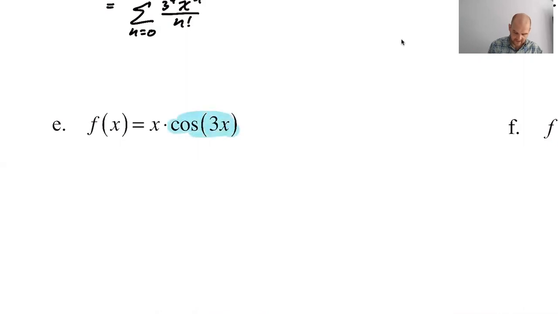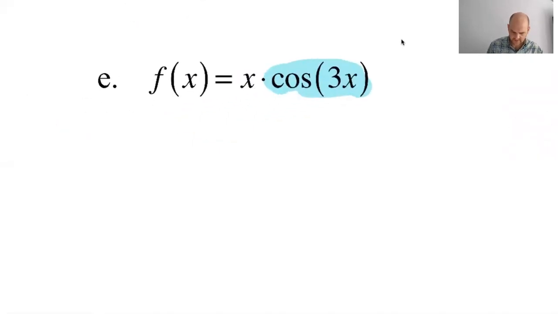So here, I know I can definitely write a series for cosine of 3x because I can write a series for cosine. And then I'll just multiply by x. So that's my game plan. That's what I'm going to do. So cosine of 3x, I'm going to just go for it. Cosine of 3x. All right, cosine's even.